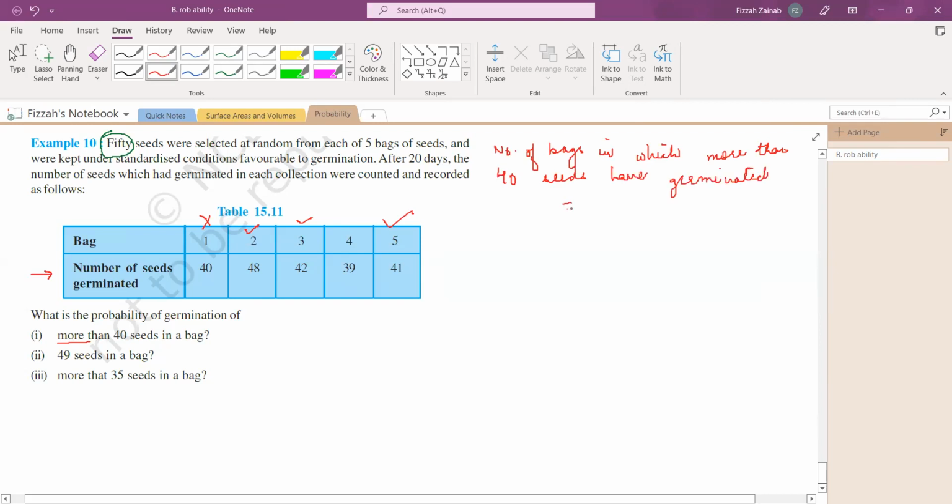So in how many bags is it happening? 3 bags, right? And the total number of bags are how much? 5. Okay.